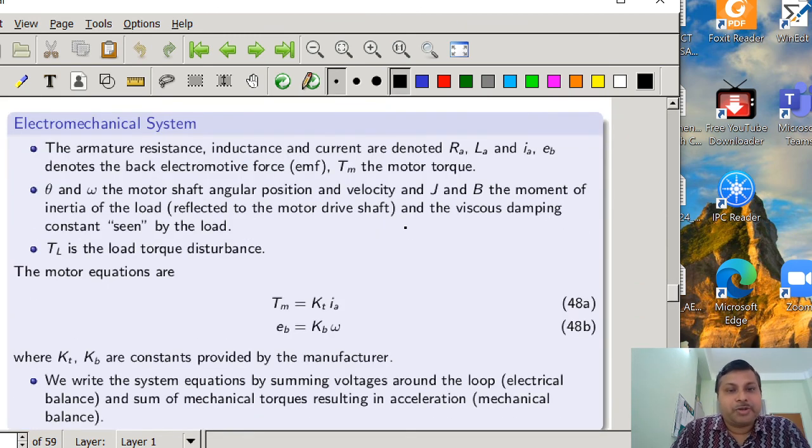Now from the motor equation we know that the motor torque is proportional to the armature current IA. So the first equation has been written, TM equal to KT into IA. And EB, the back EMF, is proportional to the angular velocity of the shaft. So EB equal to KB into omega, where KT and KB are constants provided by the manufacturer. Then we will write the system equations by summing voltages around the loop, that is the electrical balance, and summing the mechanical torques resulting in acceleration, that is called the mechanical balance.